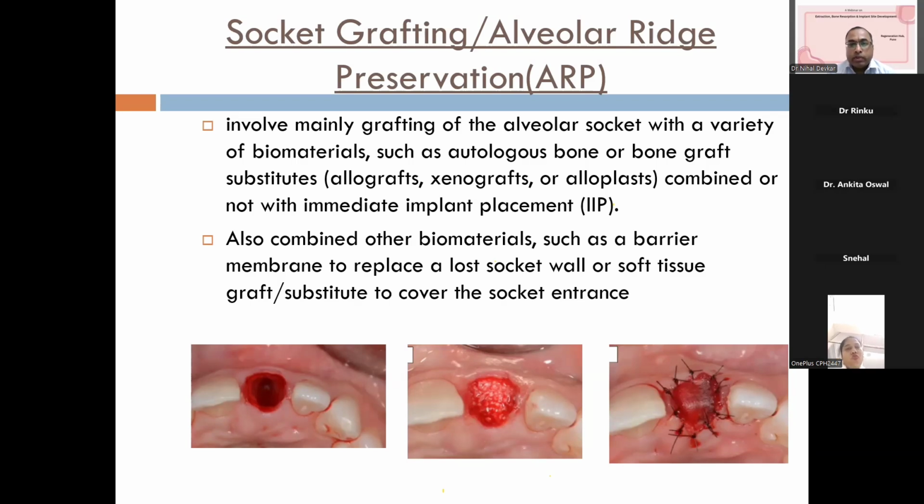Now, we are not going into the details of implant placement, the jumping distance, or how much to graft, but there is a concept of that. You can also combine other biomaterials such as a barrier membrane. You want to close that socket so that the graft material you put doesn't flow out of the socket, to replace a lost socket wall, or a soft tissue substitute to cover the socket entrance.